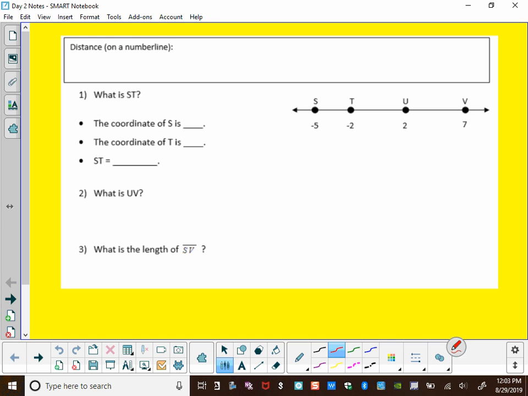Alright, so day two. Day two, we are talking about measuring segments. And a big part of this is going to be algebra. So, depending on how strong your algebra is, this may be a fairly easy lesson.